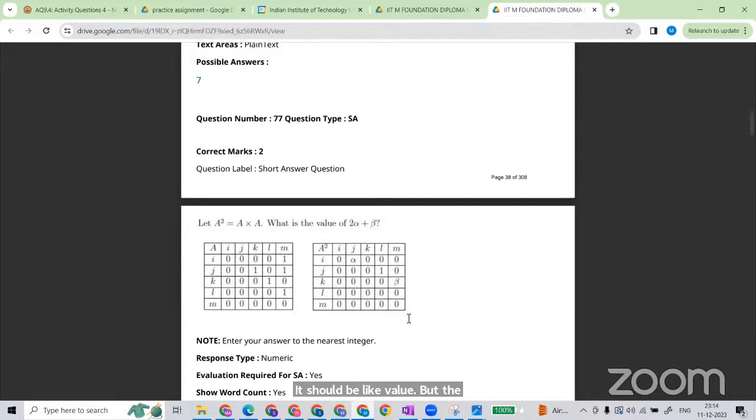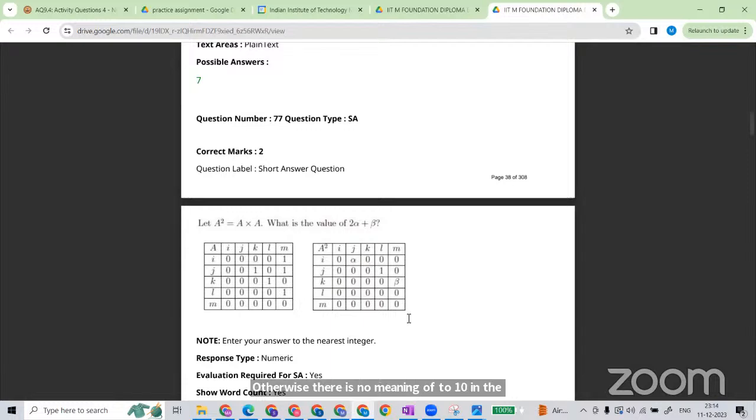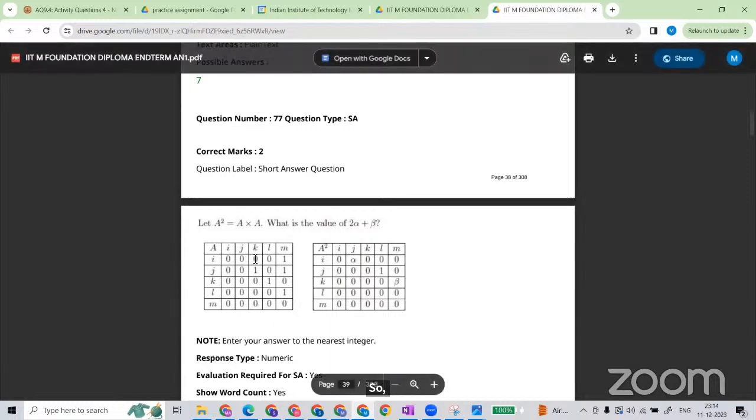No, so it is normal multiplication. No information is given, so we can assume normal multiplication. Otherwise, there is no meaning of 2 times 0 in binary multiplication. So it is a normal multiplication. So normal multiplication is going to be, now you can multiply the same with the 0 times.